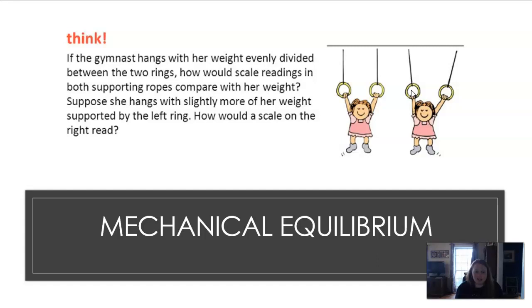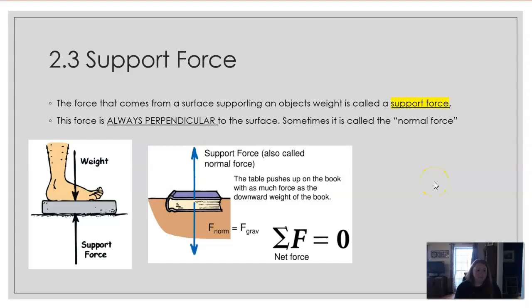So in this case, the scale on the right would be less than half her weight because in this case, she's going to have most of her weight in this ring.